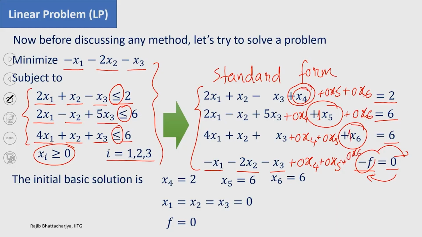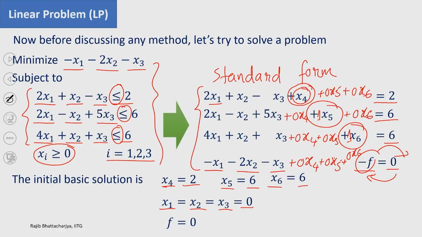So, here the coefficient of x6 is 1, and for other equations that is 0. Therefore, if I consider that x4, x5 and x6 are basic variables, and the other variables, that is x1, x2, x3, are non-basic variables, what is the initial basic solution? The initial basic solution is that x1, x2 and x3 are 0, because they are non-basic variables, and for the basic variables x4, x5 and x6: x4 equals 2, x5 equals 6, and x6 equals 6.